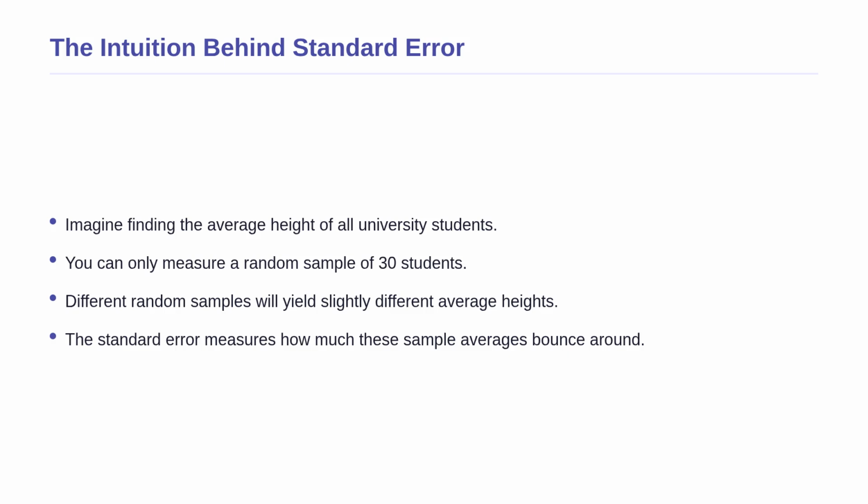Imagine you want to find the average height of all students at Delhi University. You cannot measure everyone, so you pick a random group of 30 students. If your friend picks a different random group of 30, their average will probably be slightly different from yours. If 100 people did this, we would have 100 different averages bouncing around the true university average.